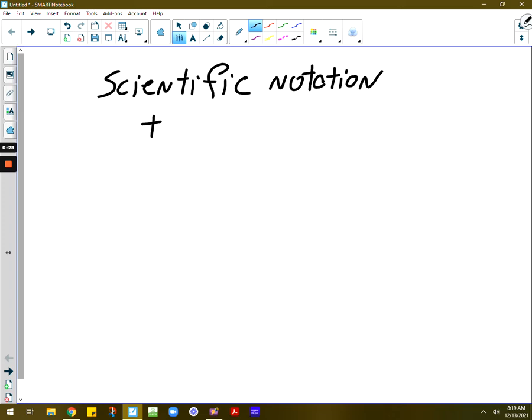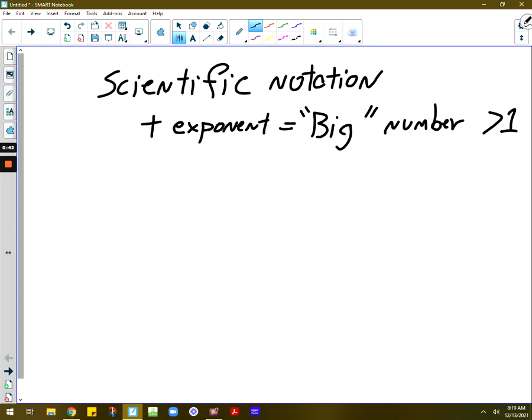If it has a positive exponent, then it's a big number. And I'm defining big numbers here as anything greater than 1. If it's a negative exponent, then it's a small number, and that's going to be anything that is less than 1.